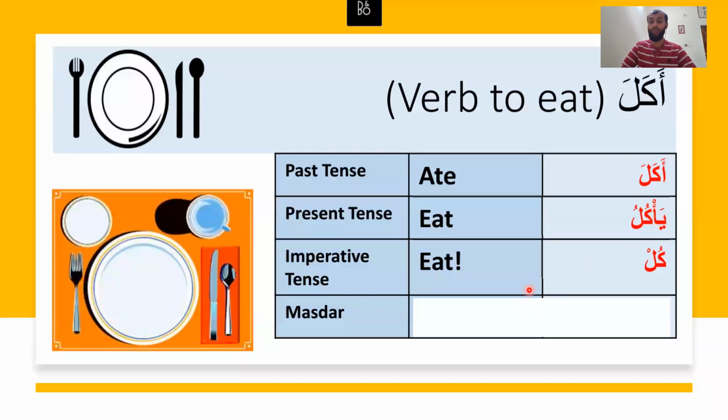Okay. So when it comes to eat, I would take out the starting part. I take out the starting ya. In this case also the hamza. So it will become kul. But when it comes to don't eat, I will not take out the first letter. It will be la takul, la takuli. That's going to be don't eat.